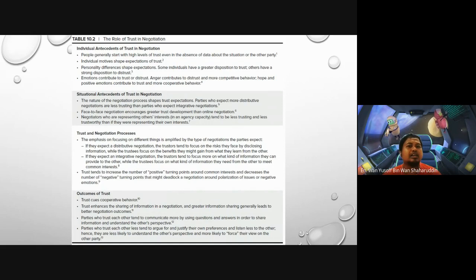So the role of trust in negotiation. Individual antecedents of trust in negotiation. We have situational antecedents of trust, trust and the negotiation process, and also the outcome of trust. You can read this on your own later.